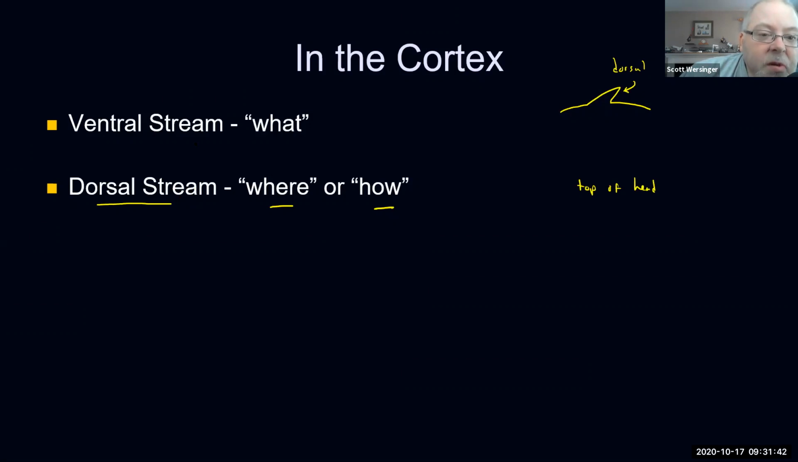There's also a ventral stream, okay, toward the bottom of the brain. This is information about what you're seeing. If there's damage to the ventral stream, or the parts of the brain that it goes to, we have something called visual agnosia. That means you can't ID an object by sight.